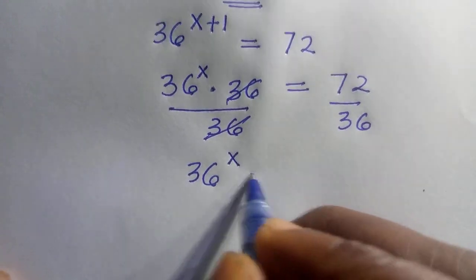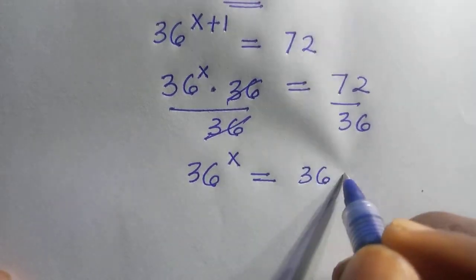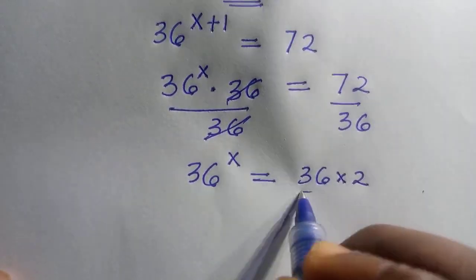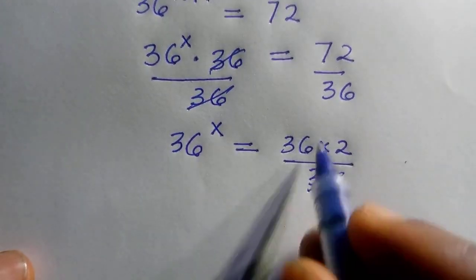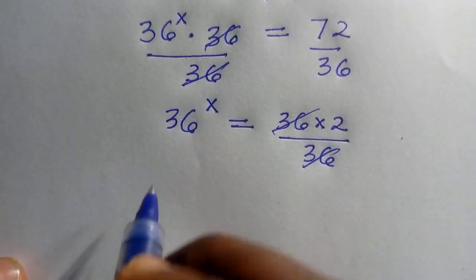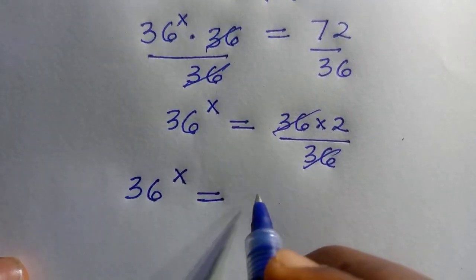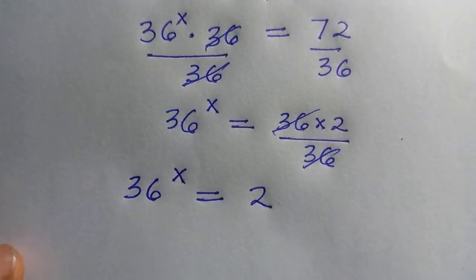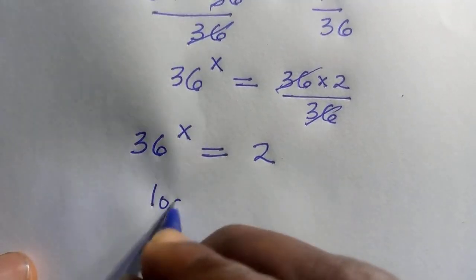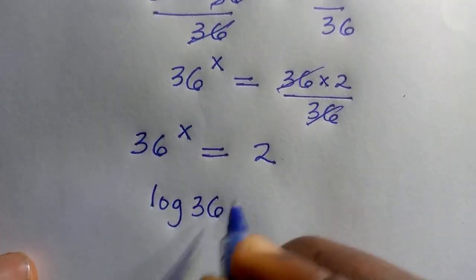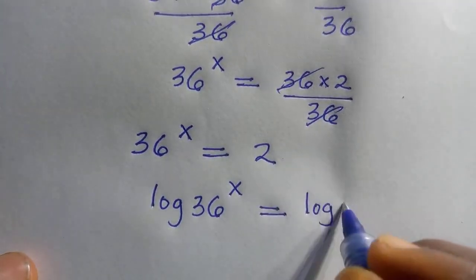36 raised to the power of x equals, so 72 can be written as 36 multiplied by 2 divided by 36. So when 36 cancels 36, we have 36 raised to the power x equals 2. So we introduce logarithm to both sides. We have log 36 raised to the power x equals log 2.